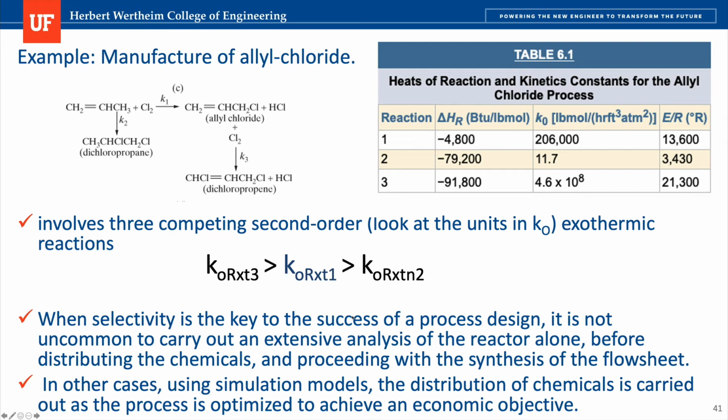In our case, we don't have the luxury of a research and development department that can do more experiments and give us this information. If you work in the industry, this is where you take advantage of your resources. But in our case, we need to find the correct literature. We need to really find literature that helps us understand as much as we can the kinetics in the reactor. In other cases, using simulation models, the distribution of chemicals is carried out as the process is optimized to achieve economic objectives. Sometimes in the process simulator, you can assume some things if you're missing information, so you have to be very careful about what things you add into the simulator.